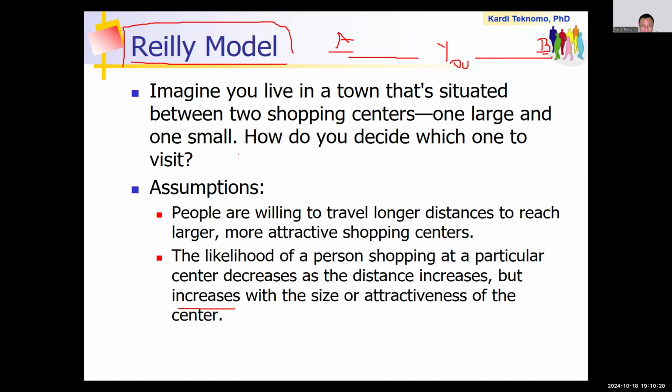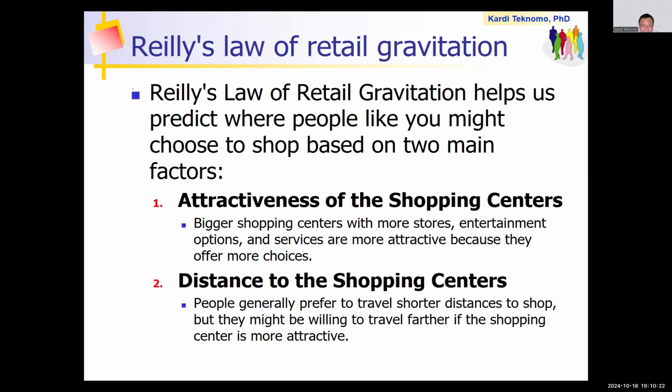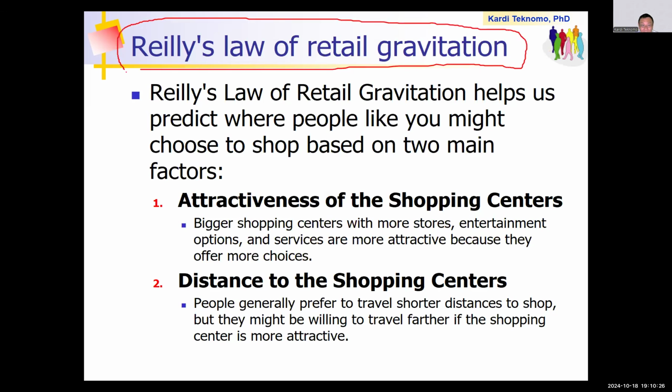You can go to Google and search this term, and you will see the Wikipedia page, Reilly's law of retail gravitation. This tells us that people choose to shop at a certain place based on these two factors, the attractiveness of the shopping center and the distance.